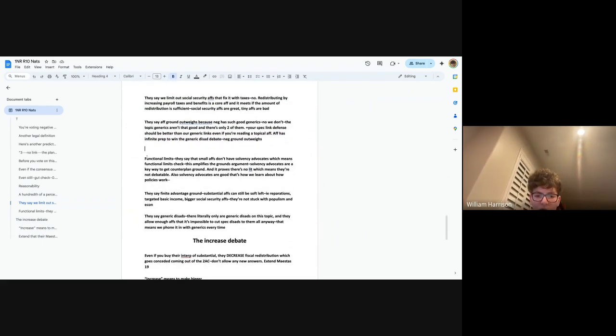They say functional limits check. They say that small AFs don't have solvency advocates. And then I link turn this. I say that amplifies the ground argument. Solvency advocates are a great way to find counterplan ground. A solvency advocate that says this is a problem, we should solve it in one of like 5 different ways, maybe. Those 4 other ways that aren't the AF are counterplans.